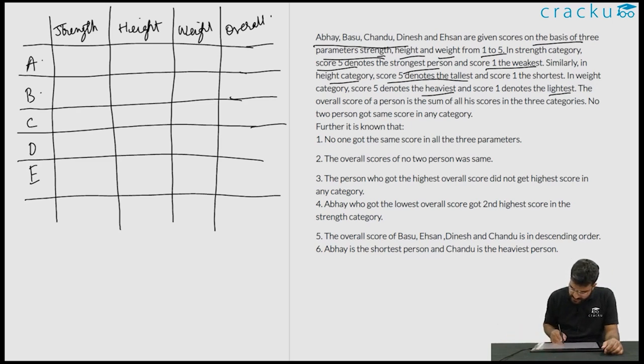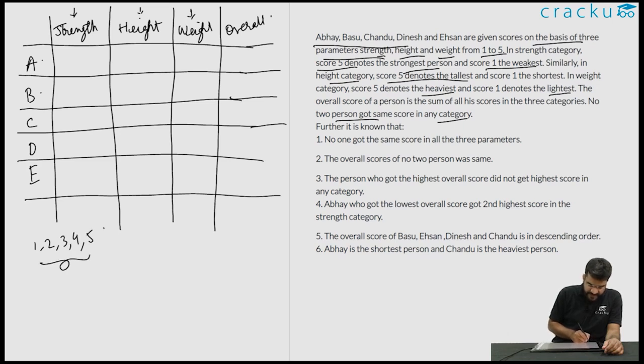Now we are told that no two persons got the same score in any category. That is, in either strength or height or weight, all of them got unique scores. So because the scores vary from 1 to 5, all of them got different scores which are all part of 1, 2, 3, 4 and 5 across the three categories. Similarly, no one got the same score in all three parameters. That is, none of the individuals got the same score in strength, weight and height. There can be a repeat of a score in at max 2 parameters, but the scores in all the three parameters are not the same.